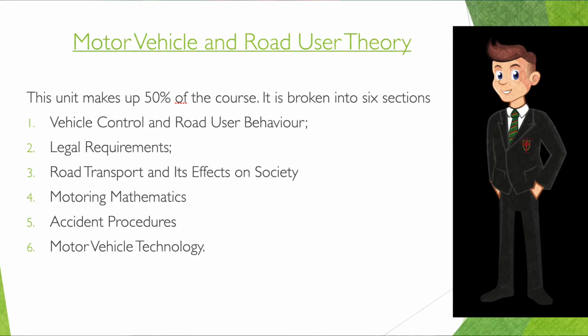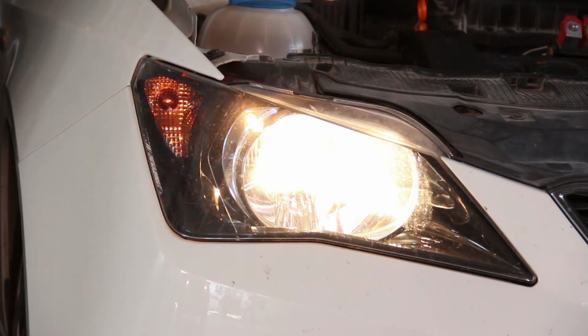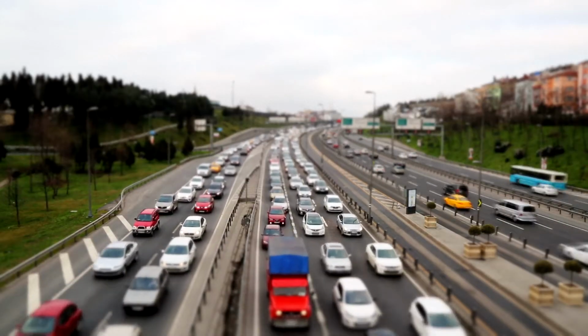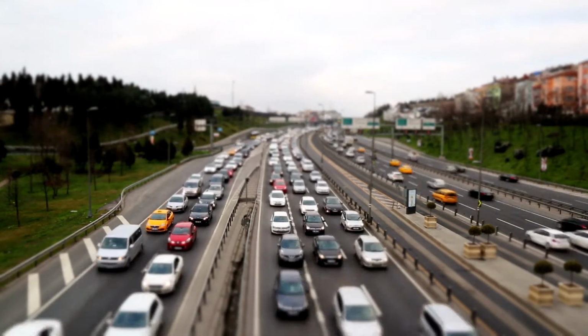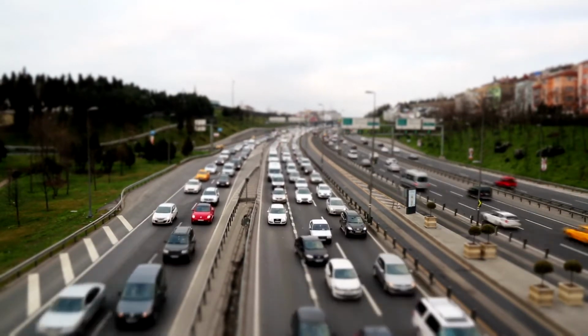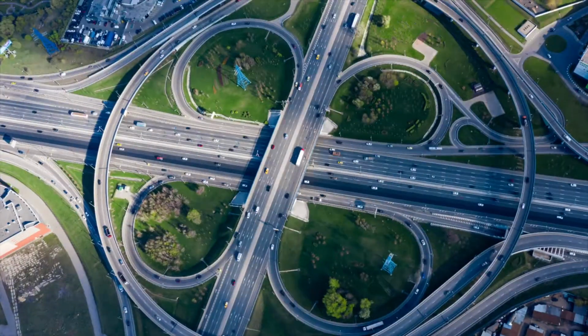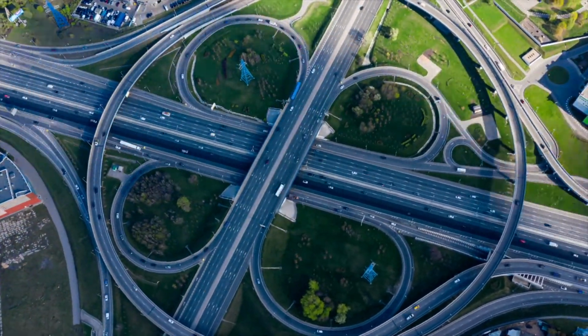The second section is your legal requirements, so the legal requirements that you need if you're owning a vehicle, and that will be like tax, insurance, MOT. The third section we'll look at is road transport and its effects on society, so that's the different types of vehicles that are on the roads and the impact that having a lot of vehicles on the road has on the environment, so we look at that.